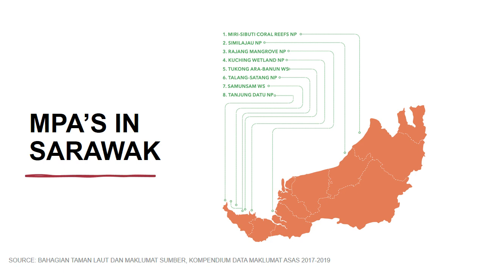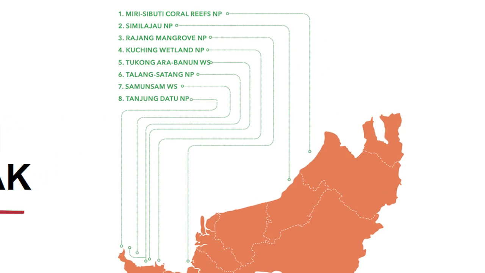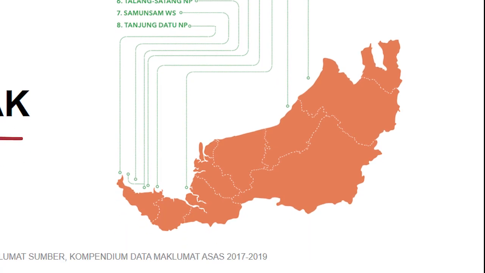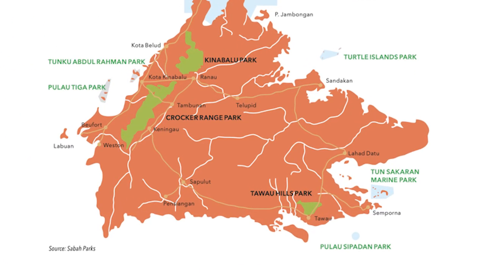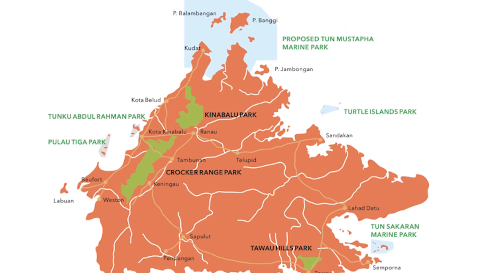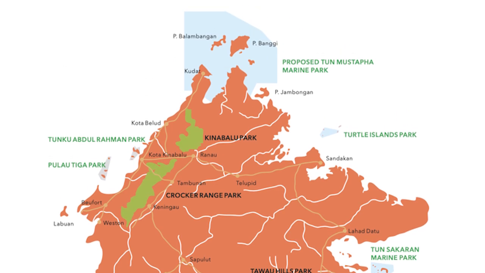This is MPAs in Sarawak, where we have 8 MPAs inclusive of Miri Sibuti Coral Reefs NP, Simi Lajau NP, Rajang Mangrove NP, Kuching Wetland NP, Tukong Area Banun WS, Talang Satang NP, Samusam WS, Tanjung Datu NP. This is MPAs in Sabah, which is inclusive of Tengku Abdul Rahman Park, Pulau Tiga Park, Pulau Sipadan Park. We also have the proposed Tun Mustafa Marine Park and Turtle Island Park.